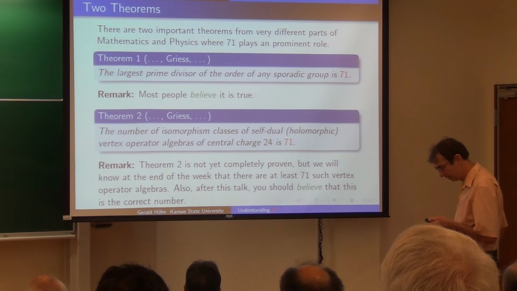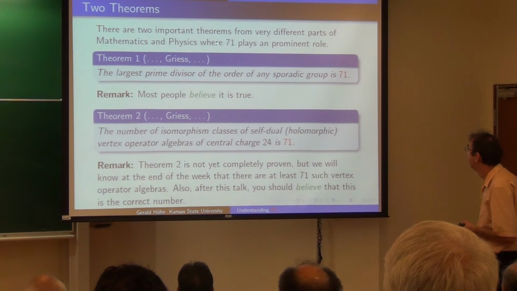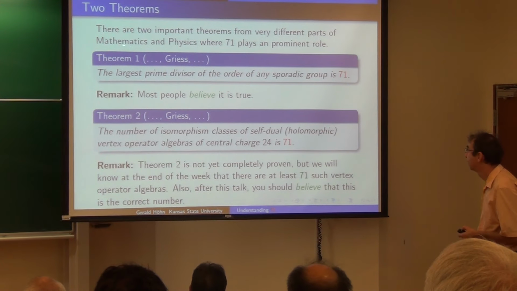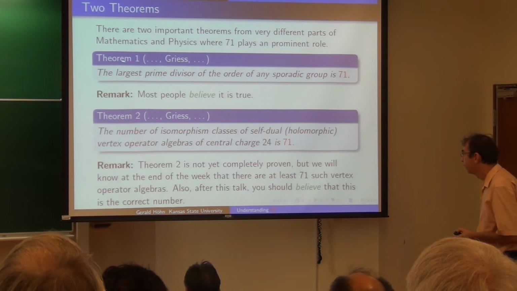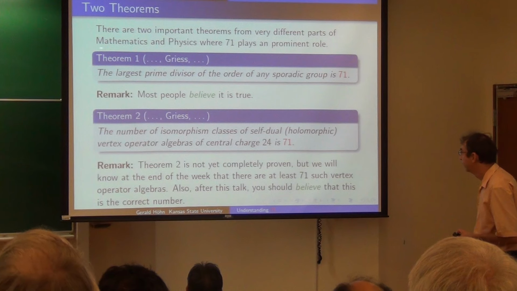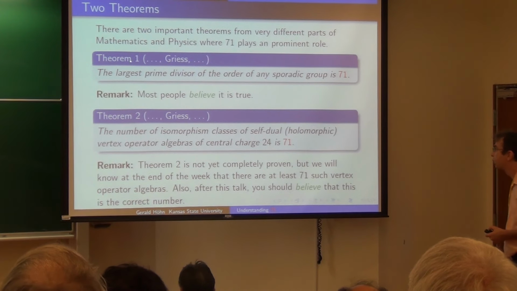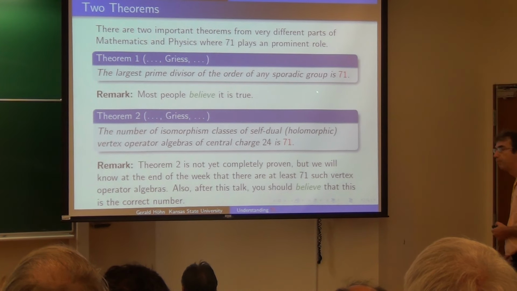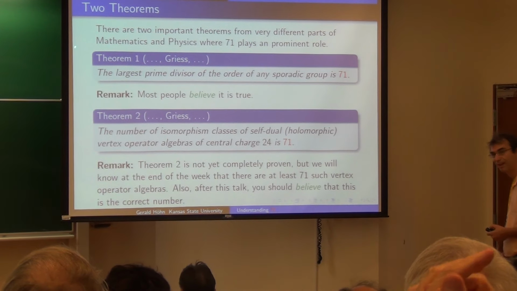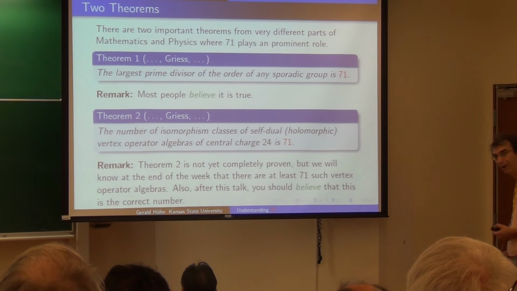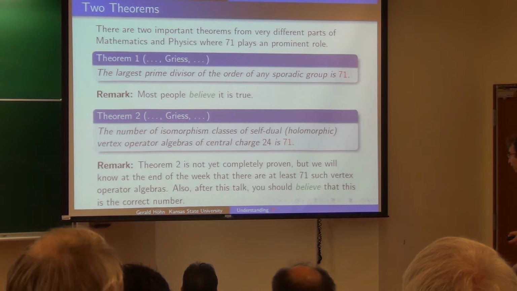There are two theorems in mathematics and physics where 71 plays a prominent role. The first theorem, which we already talked about, and I think Professor Harada mentioned this, is that the largest prime divisor of the order of any sporadic group is 71. And I mean, this is a theorem which only very few people completely understand. People believe it is true.